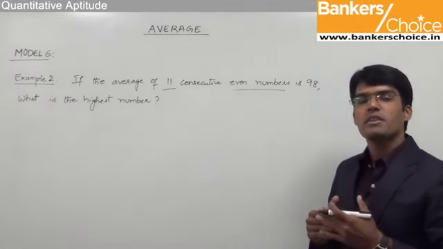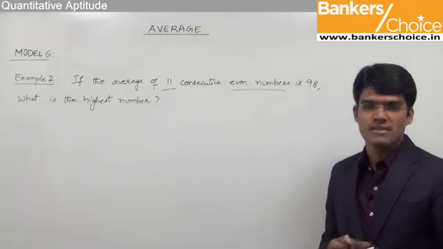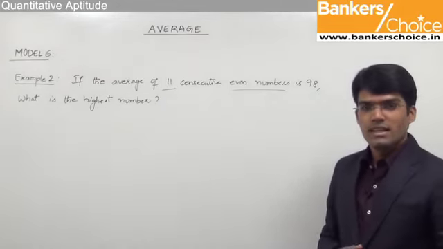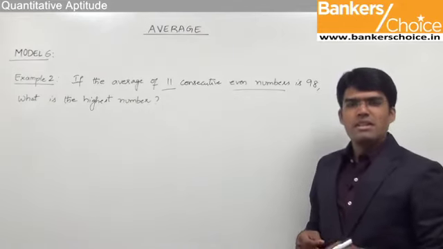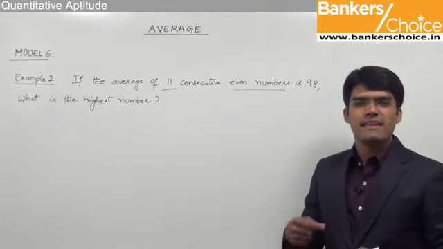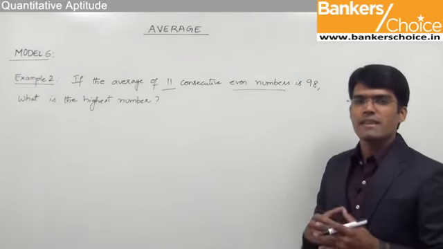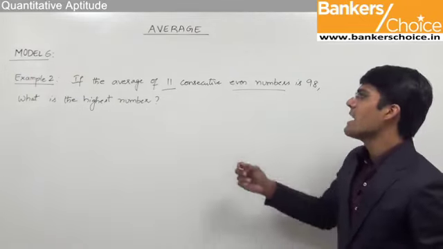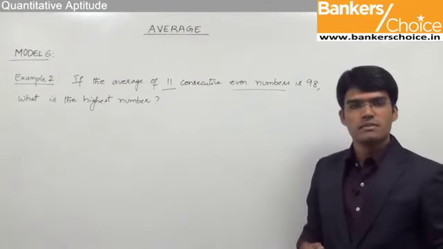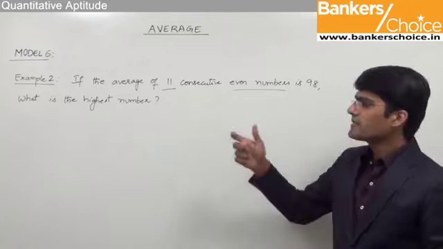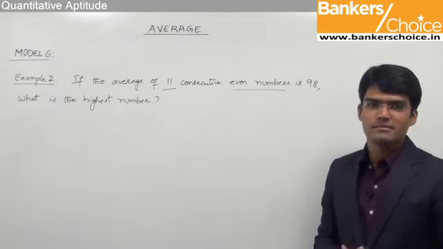So here the average for 11 consecutive even numbers is given and we are supposed to find out the highest number. To solve this question, we need not take all the numbers as x, x plus 2, x plus 4 and so on and waste our time. Instead of that, we can simply understand that the average for consecutive even numbers should always be the middle number. So with the help of this point, let us find out what the highest number can be.